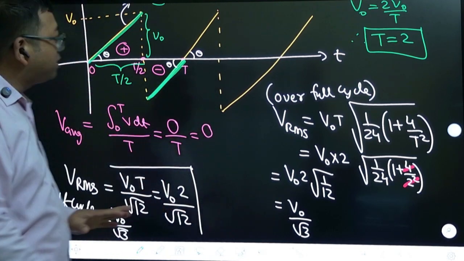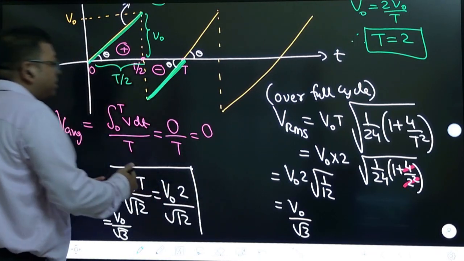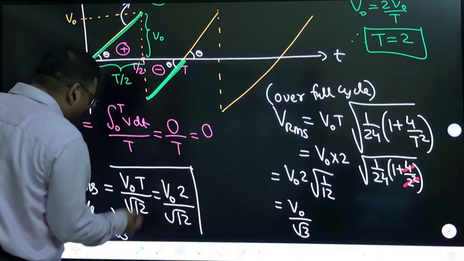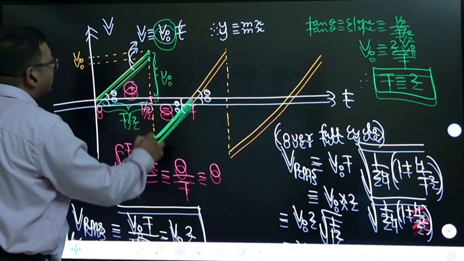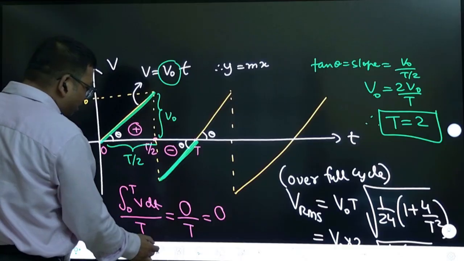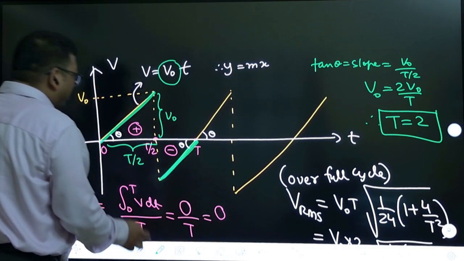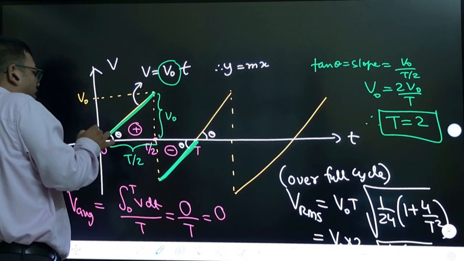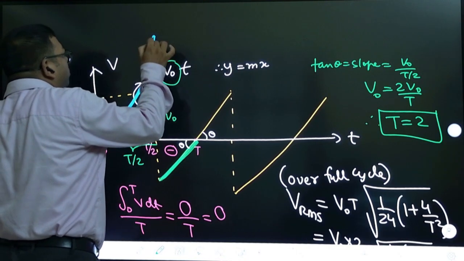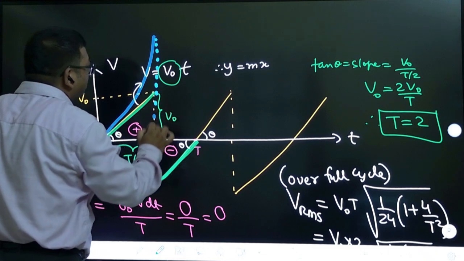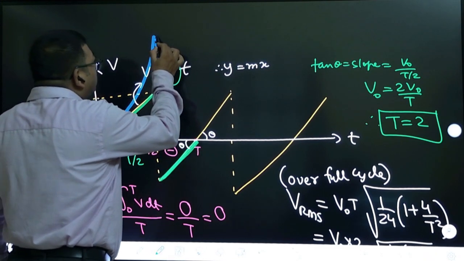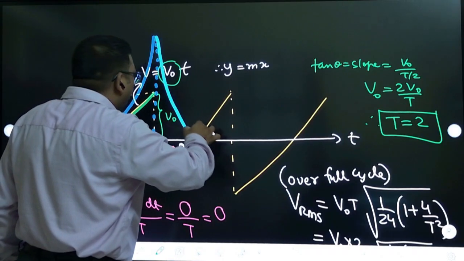Now, the very important thing is why it should be the same. For that you need to see the V square graph. I told you the V square graph is a parabola, right? So when you take the V square graph, it is going to be like this parabola, and this graph is also going to be symmetric, so it will be like this.